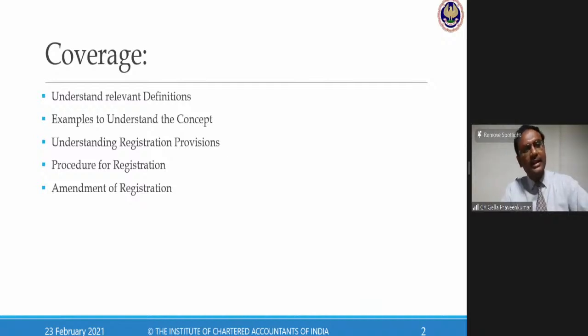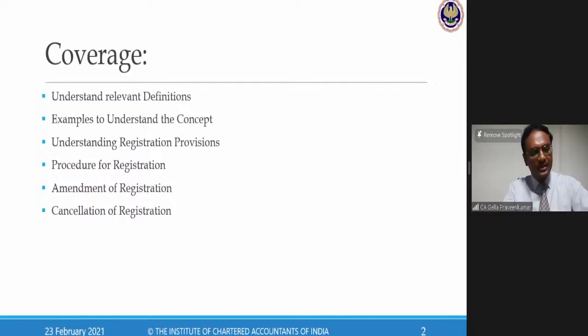We will see what are the amendments to be done in a registration. Now, this procedure for registration, as you see the name, it's a procedural aspect. So we will focus more on the technicalities and the conceptual aspects of this registration.